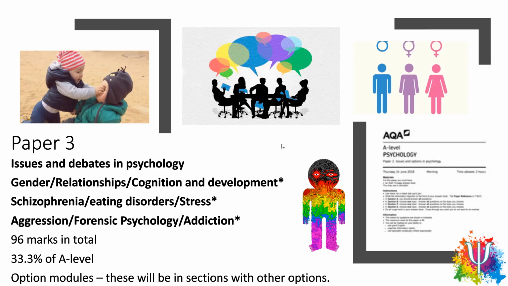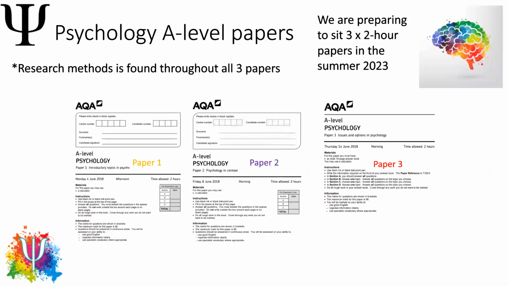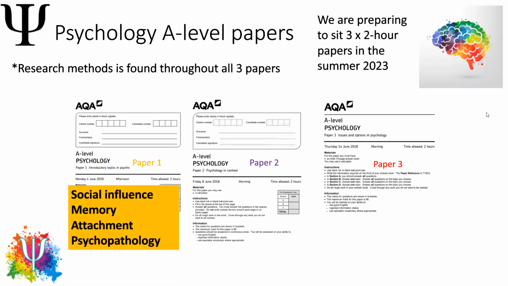Okay, so that is the bulk of what to expect in your papers. So there is a paper 1, a paper 2, and a paper 3. All 3 of them are worth 2 hours, and you would prepare to sit them in the summer 2023. Remember that research method is found throughout all the papers, but it does have its own special section in your paper 2.